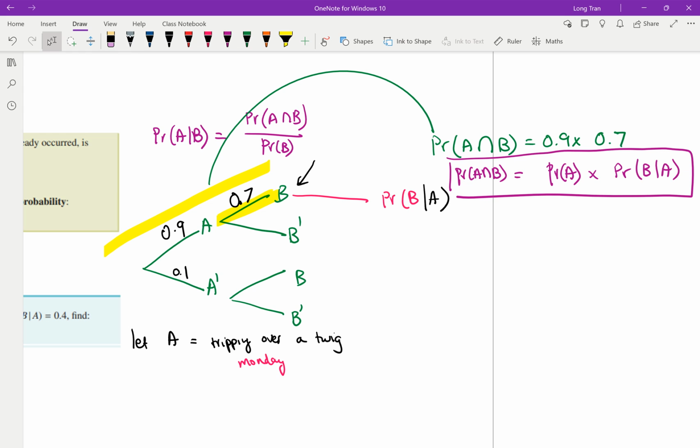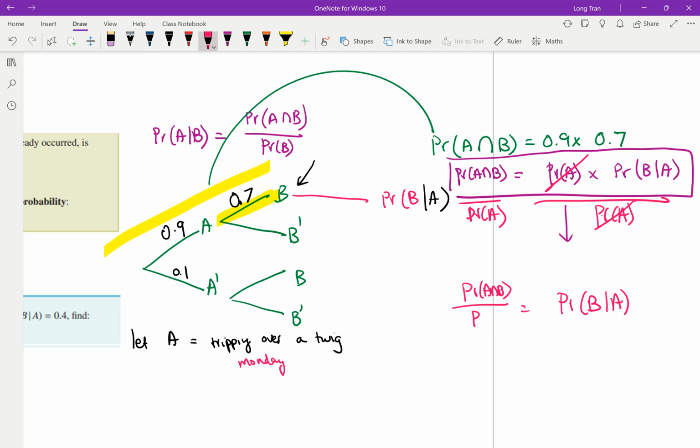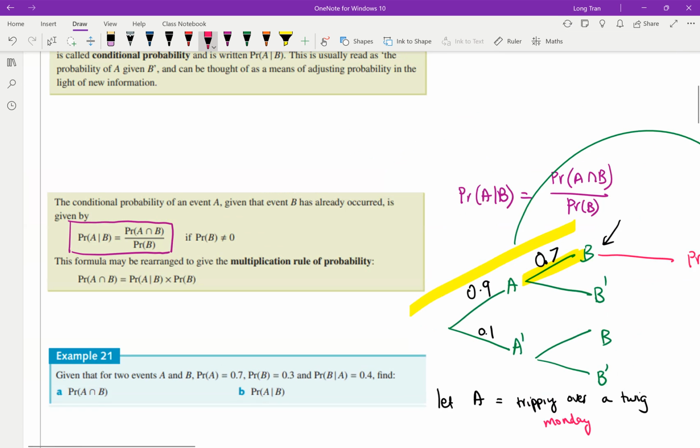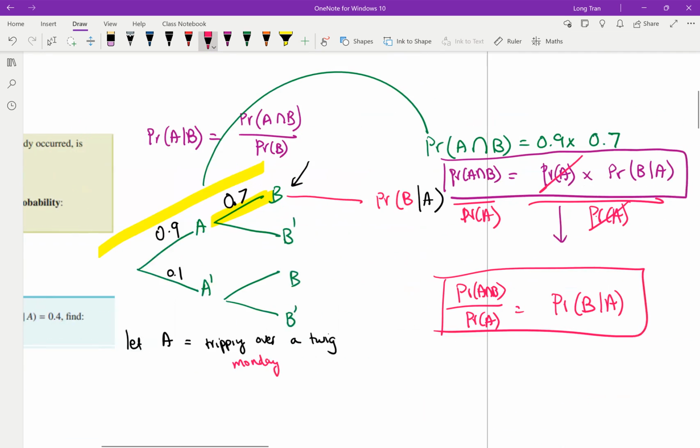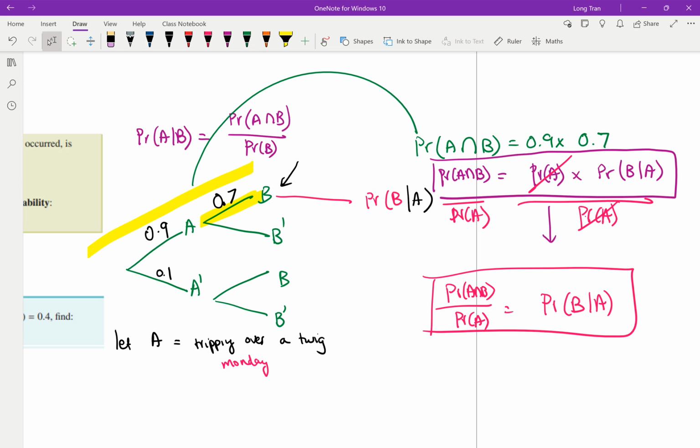So here, if I rewrite this, if I said divide this side by probability of A, divide this side by probability of A, you can see probability A divided by probability A cancels out, and you get probability of B given A is equal to probability of A intersection B over probability of A. And this is what I was describing here. Okay, so if you look at their similarities, both rules are the same.